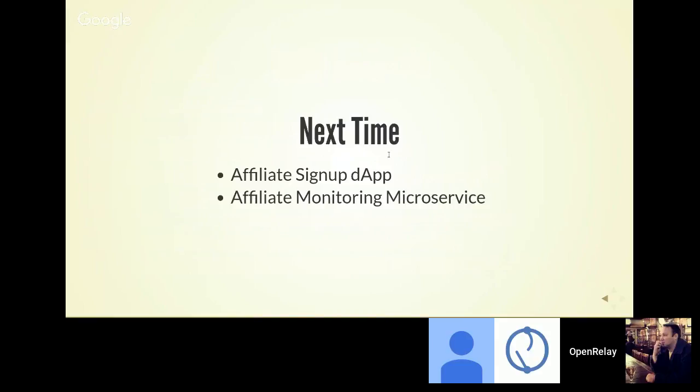But by the time we're done with that, we should have covered most of the broad concepts that OpenRelay deals with: dealing with smart contracts, dealing with front-end dApps, and dealing with microservices. And then we can move on and start going into more depth with some of the specific concepts. Unless anybody has any questions, that's all I've got.